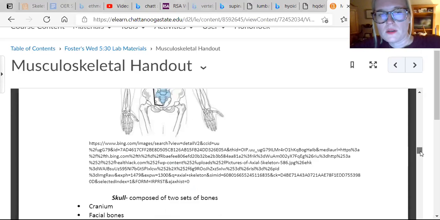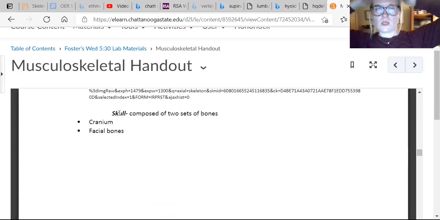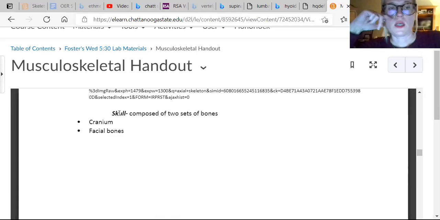All right, now I'm going to go down. We are going to look at the bones of the skull, but you need to realize that the skull is made up of two sets of bones, the cranium and the facial bones. We'll look at the bones outside the skull and certain bones on the inside of the skull, not all of them, but the two major ones you need to know, and then we'll talk about the facial bones.